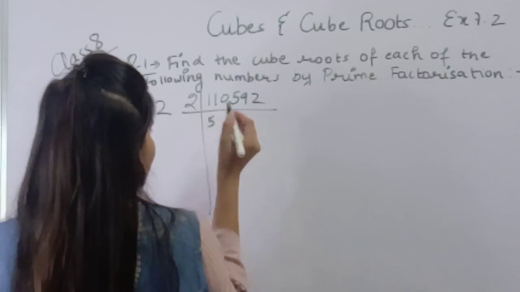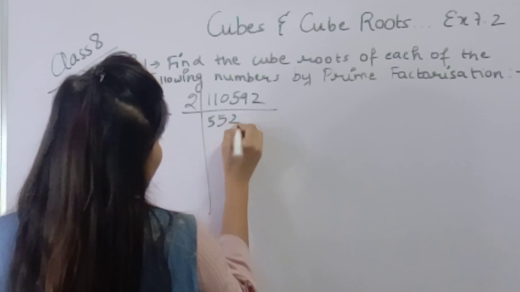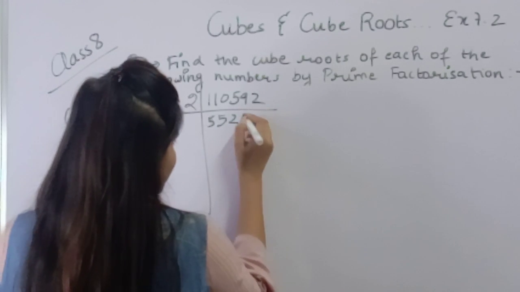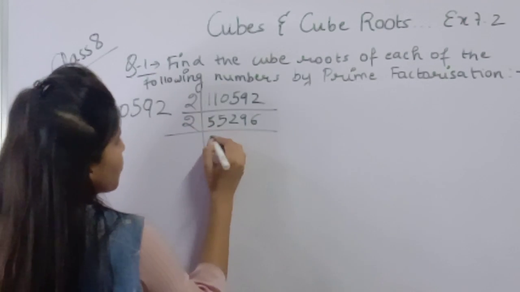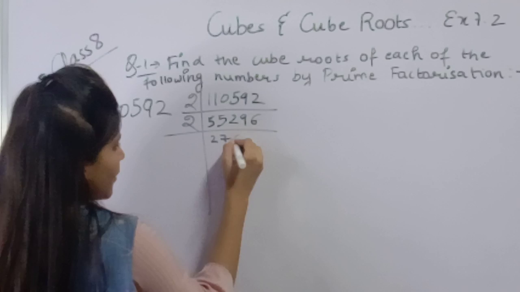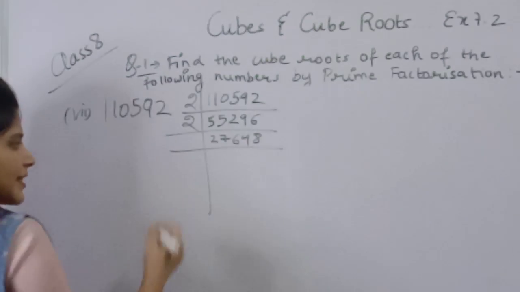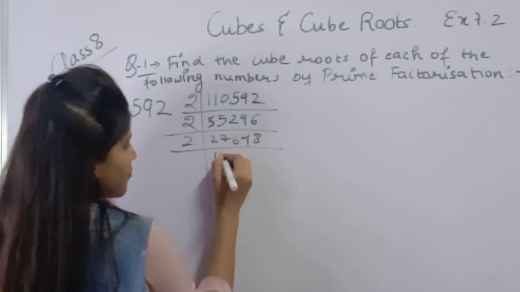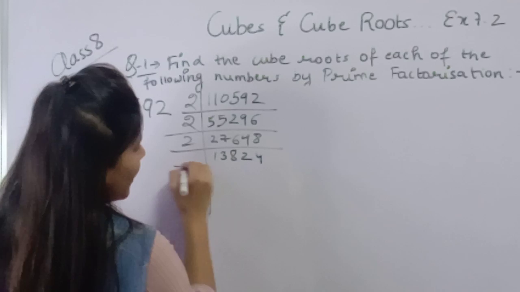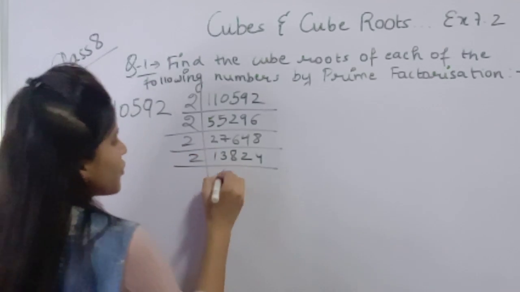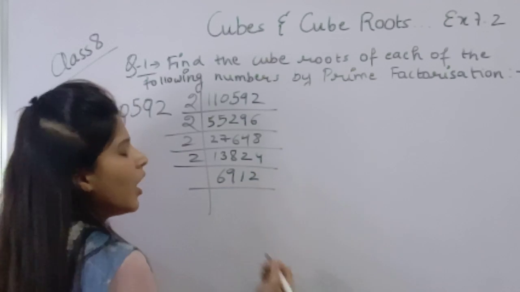2 5s are 10. 2 2s are 4. 2 9s are 18 and 2 6s are 12. Again 2 2s are 4. 2 7s are 14. 2 6s are 12. 2 4s are 8 and 2 8s are 16. Again 2 1s are 2, 2 3s are 6, 2 8s are 16, 2 2s are 4, 2 4s are 8. Again 2 6s are 12, 2 9s are 18, 2 1s are 2, 2 2s are 4.